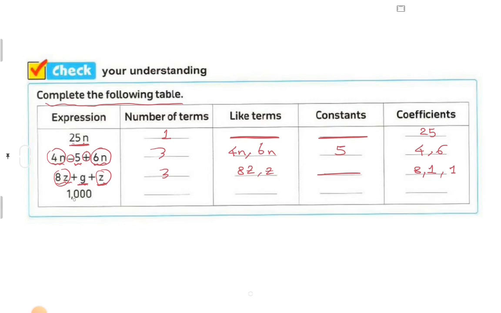Last expression, 1000. 1000 is just one term. One term, we have no like term. Constant, it's all constant. Coefficient without any variable, so we have no coefficient.